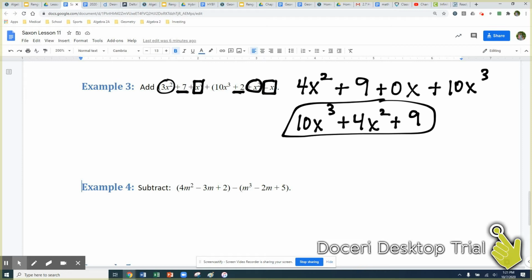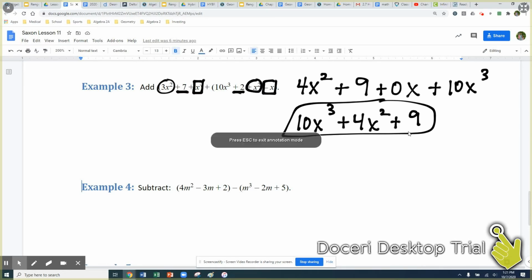So I can add them in any order using the commutative property. I'm just going to find the terms that have the same degree. Now I can start to add those together. So I'm kind of leaving that up to you how you want to add them. You have two different ways that you can do that. So subtracting we'll take a look at next.